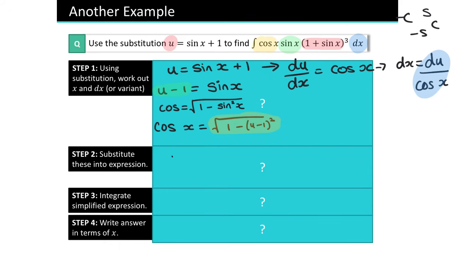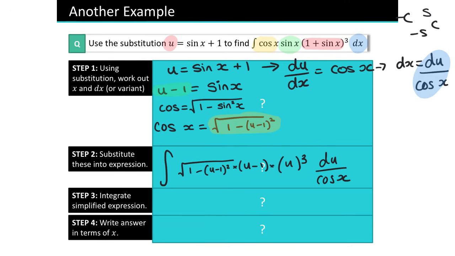Substitute in. So I'm going to have the integral of, are we ready? Square root of 1 minus u minus 1 squared, multiplied by what, sine of x? u minus 1, multiplied by what is 1 plus sine? u cubed dx, which is du over cos x. Okay, now, guys, this is a real learning moment.